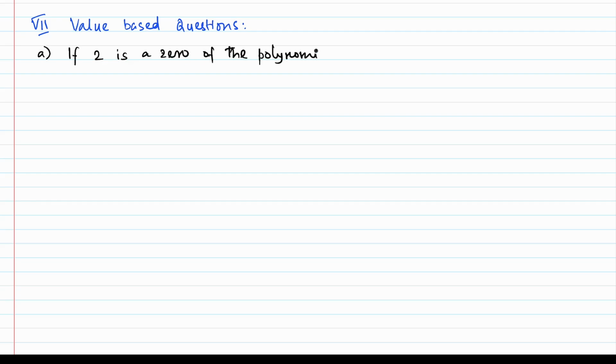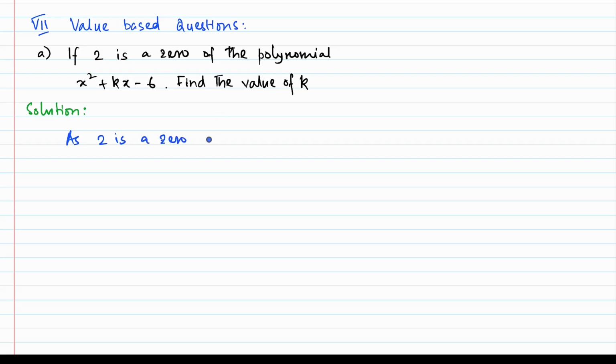Now we are moving to the last category, which is the finding the value based question. So it's a value based question. It's very easy. Just follow the process and you can solve it. So if 2 is a zero of the polynomial, that means if x takes the value of 2, the polynomial will become equal to 0. Now in that polynomial there will be an unknown value k. We need to find that. So x square plus kx minus 6 is that polynomial where k is unknown. So find the value of k.